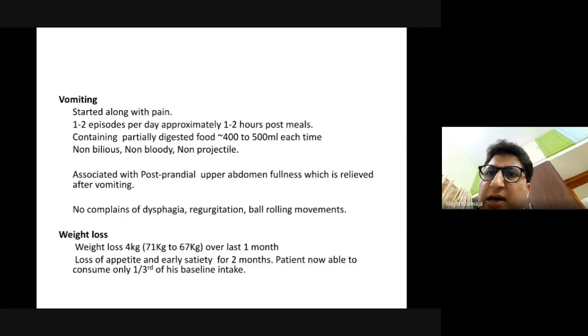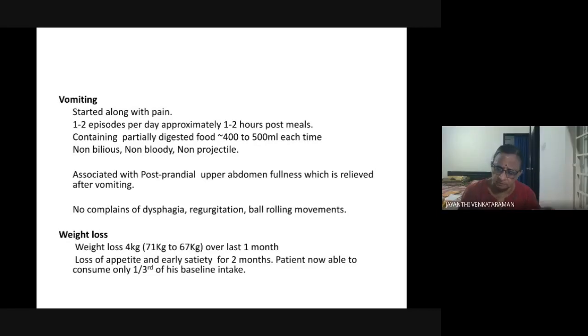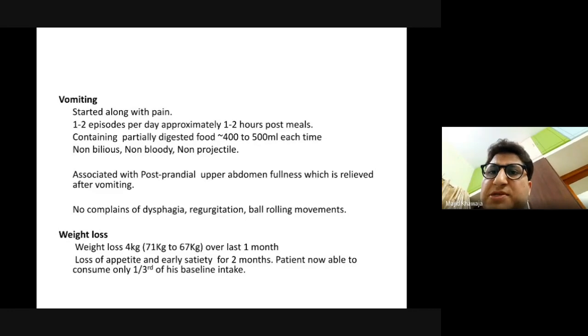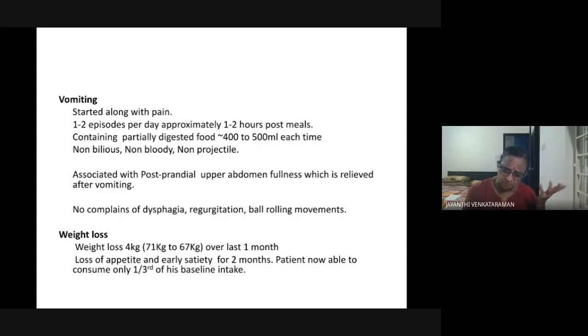Increased, you are thinking space occupying lesions. Yeah, it can be lymphoma as well, ma'am, or some external. Can it be anything else other than gastric outlet obstruction? It can be something else, ma'am, which is causing obstruction. What is that something else?